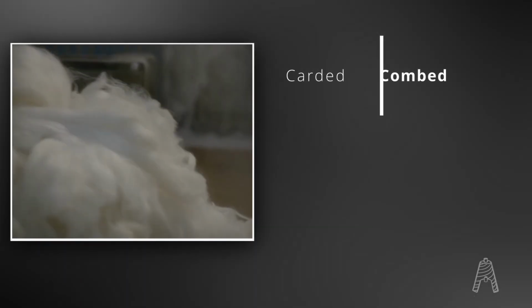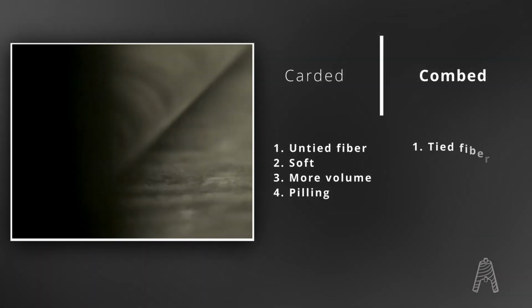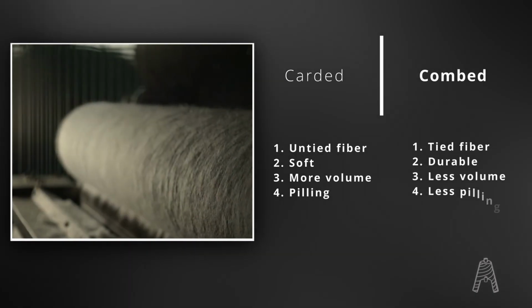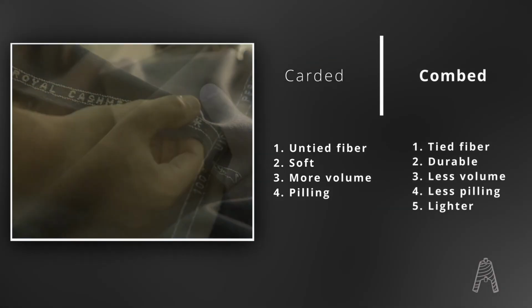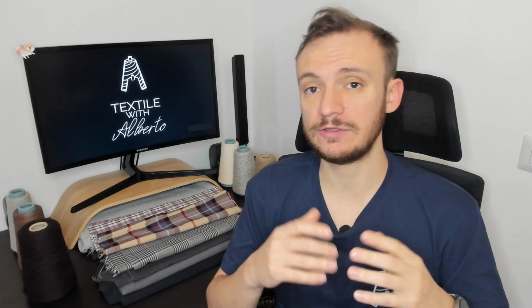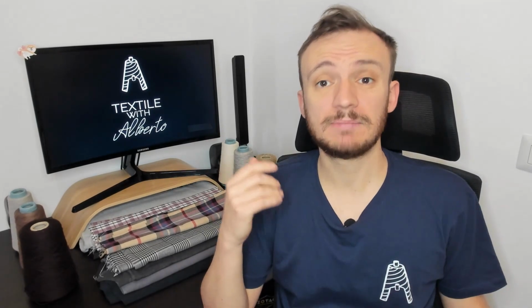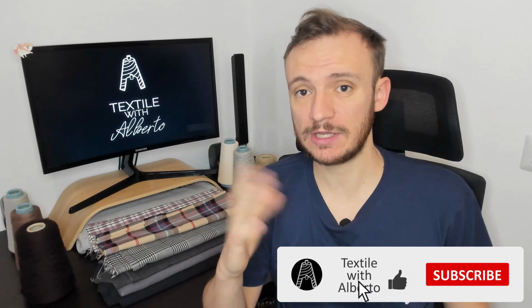The differences are the following. In carded, you have an untied fiber with a soft yarn with much volume that tends to peel. In combed, you have a tied and parallel fiber, more durable and resistant, and with less peeling. It's also lighter and more tidy by touching it. Combed yarns are generally used for higher level knitting products and elegant suits and also elegant clothing in general. But can we recognize the difference between carded and combed?